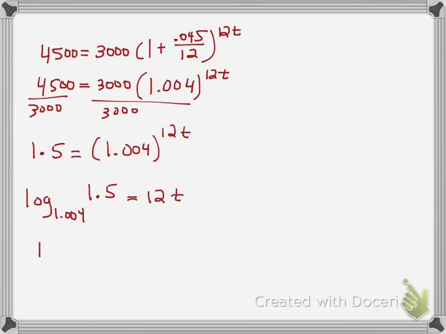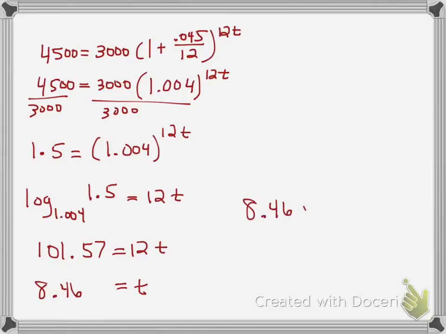Now remember, log base 1.004 of 1.5 is just a number. So we want to figure out what that value actually is. So type that in your calculator, and it's about 101.57, and that is what 12t actually equals. Now all you have to do is solve for t. So divide both sides by 12, and you get about 8.46. So it's going to take about 8.46 years to go from $3,000 to your $4,500.